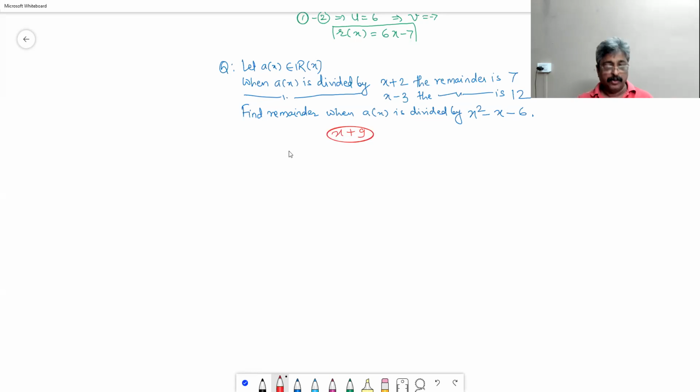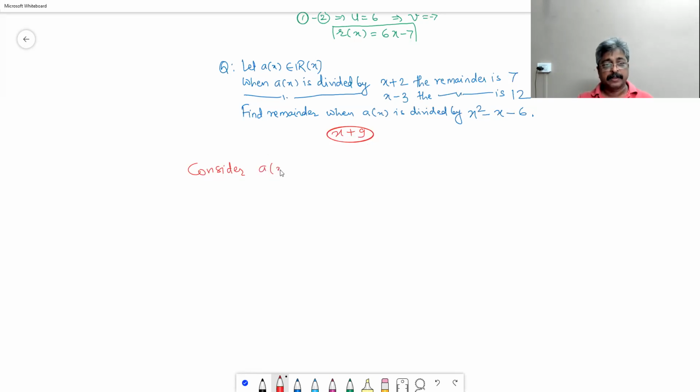Simple. You are fortunate to get these coefficients as integers. Otherwise, I had not planned it accordingly. You are lucky.